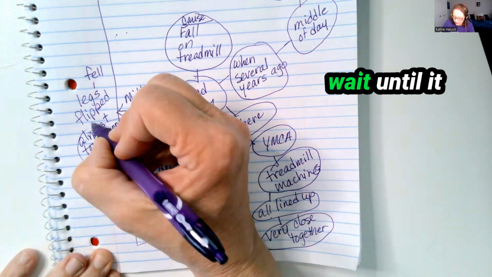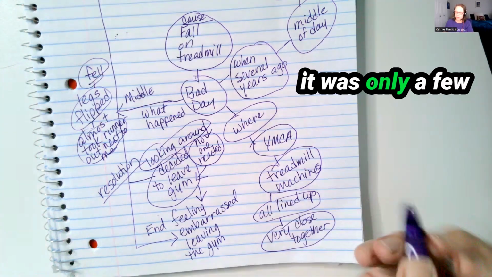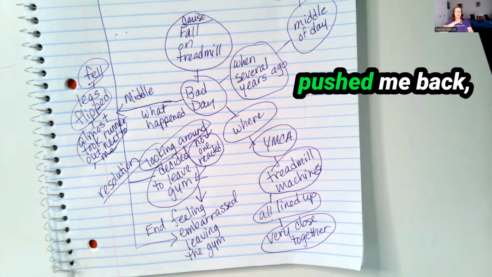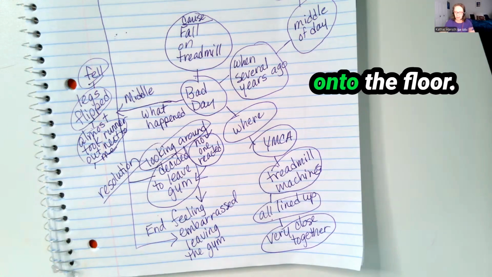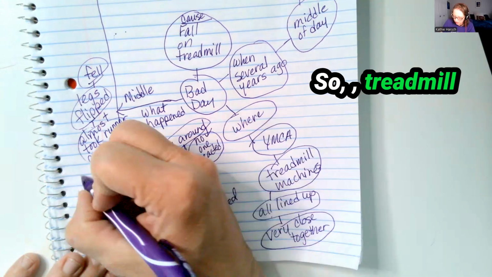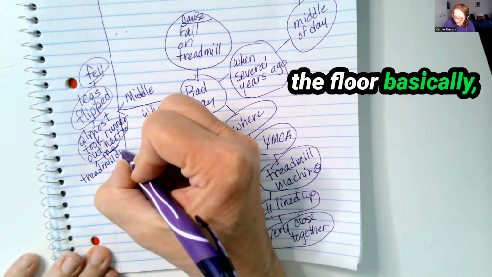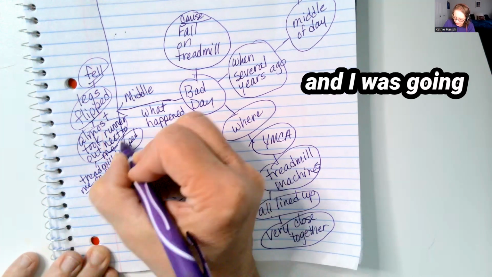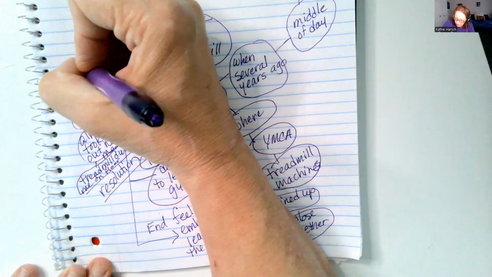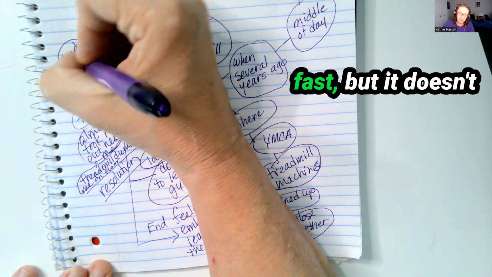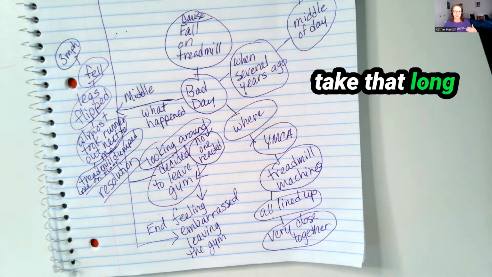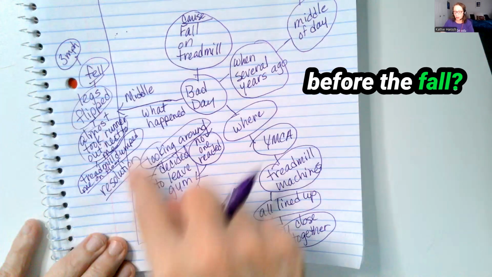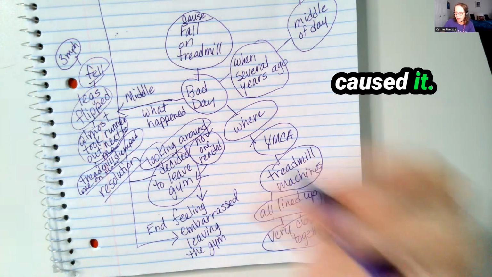And then I had to wait until it seemed like it took forever, but it was only a few seconds. I had to kind of wait until the treadmill pushed me back. I just had to ride the treadmill back onto the floor. So, the treadmill dumped me on the floor, basically. And I was going about 3 miles an hour, which isn't that fast, but it doesn't take that long for it to push me back, but it felt like forever. So, what has to happen right before the fall? Well, what caused the fall? Because something caused it.